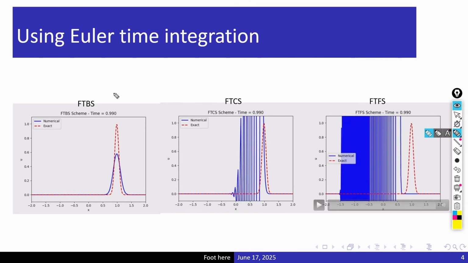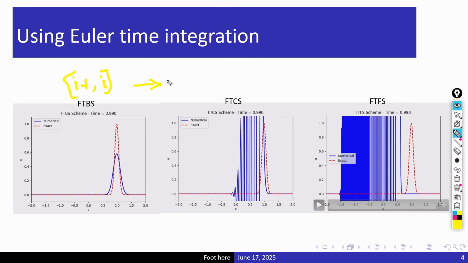For example, if the wave is moving like this, we should use backward in space. That is, we should calculate the gradient from i minus 1 to i. So if we don't use it, it may give rise to numerical instabilities. This we call the directional property, or upwinding.